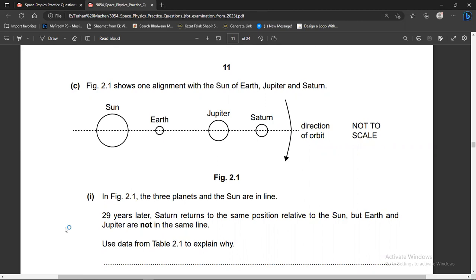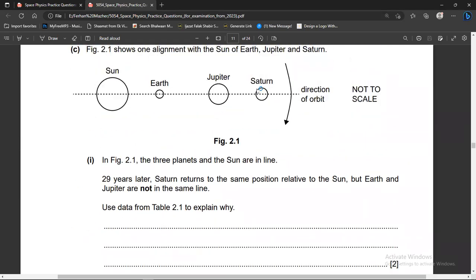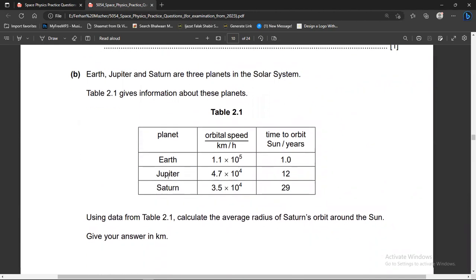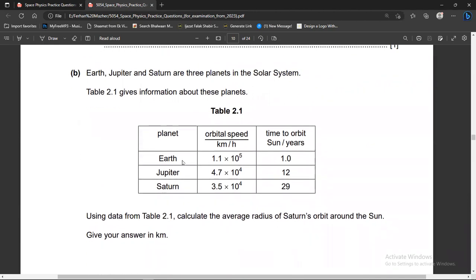Use data from the table 2.1 to explain why. It's a 2 marks question. So you see the table which is this one. We know that the Earth will complete its orbit in one year. So in 29 years, the Earth will be back to the same position, but Jupiter takes 12 years to complete its orbit.